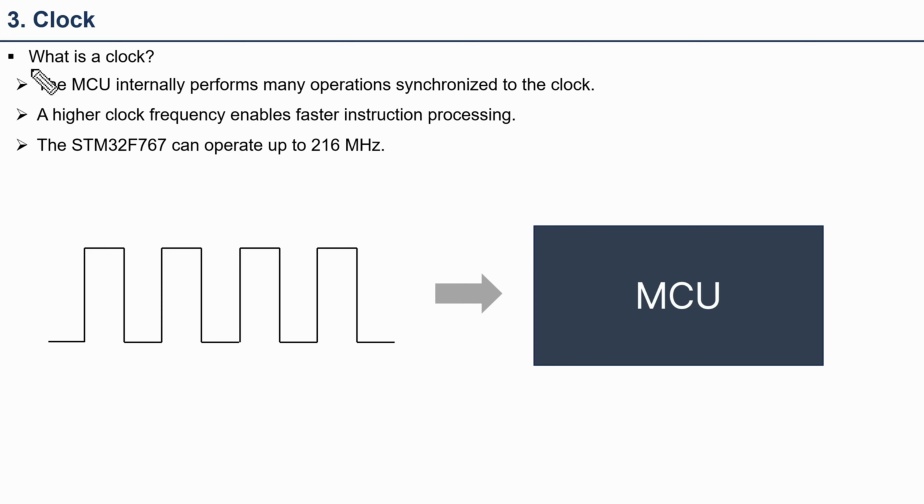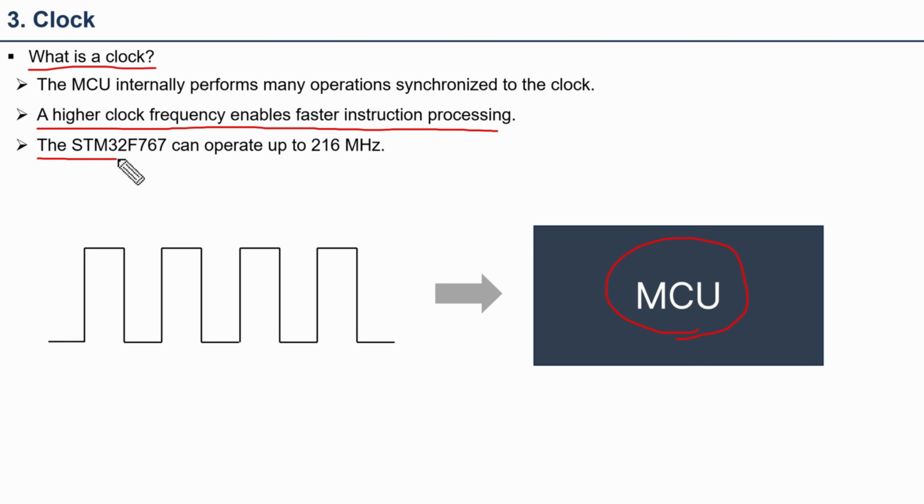Now let's talk about clocks. First, the basic point is that an MCU operates in sync with a clock. A clock is essential for CPU instruction execution and peripheral operation, like GPIO, UART, and ADC. So the way you configure the clock and its speed affects the overall system speed, peripheral operation, and configuration values. A higher clock frequency lets the CPU process instructions faster.